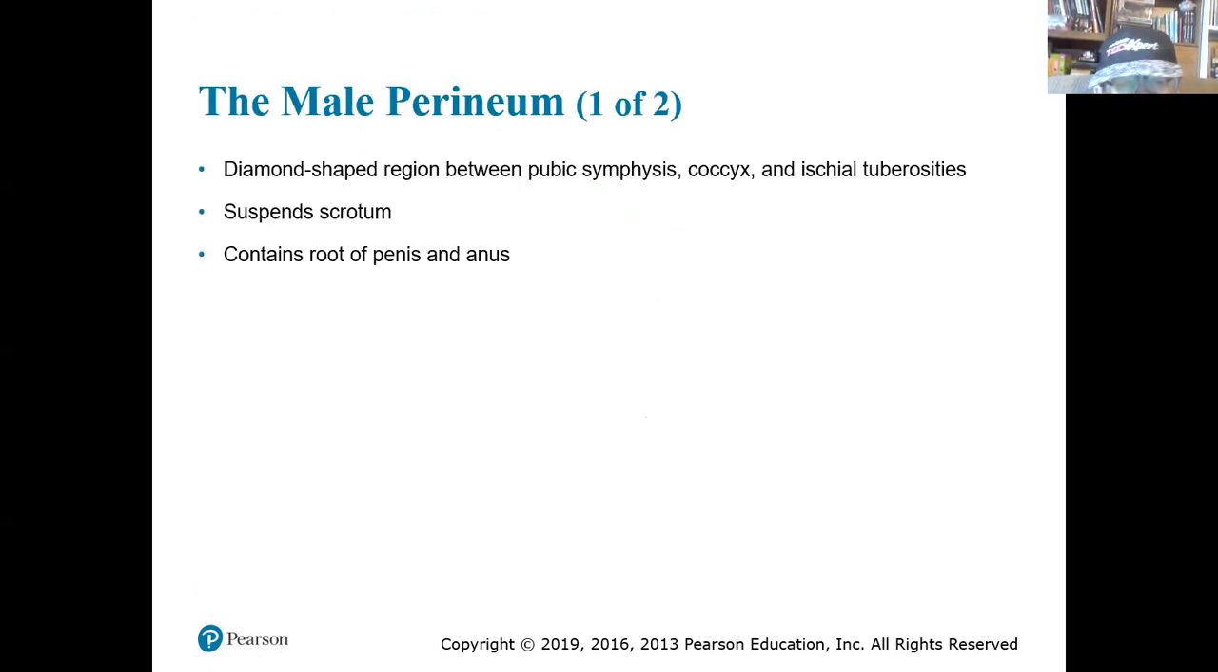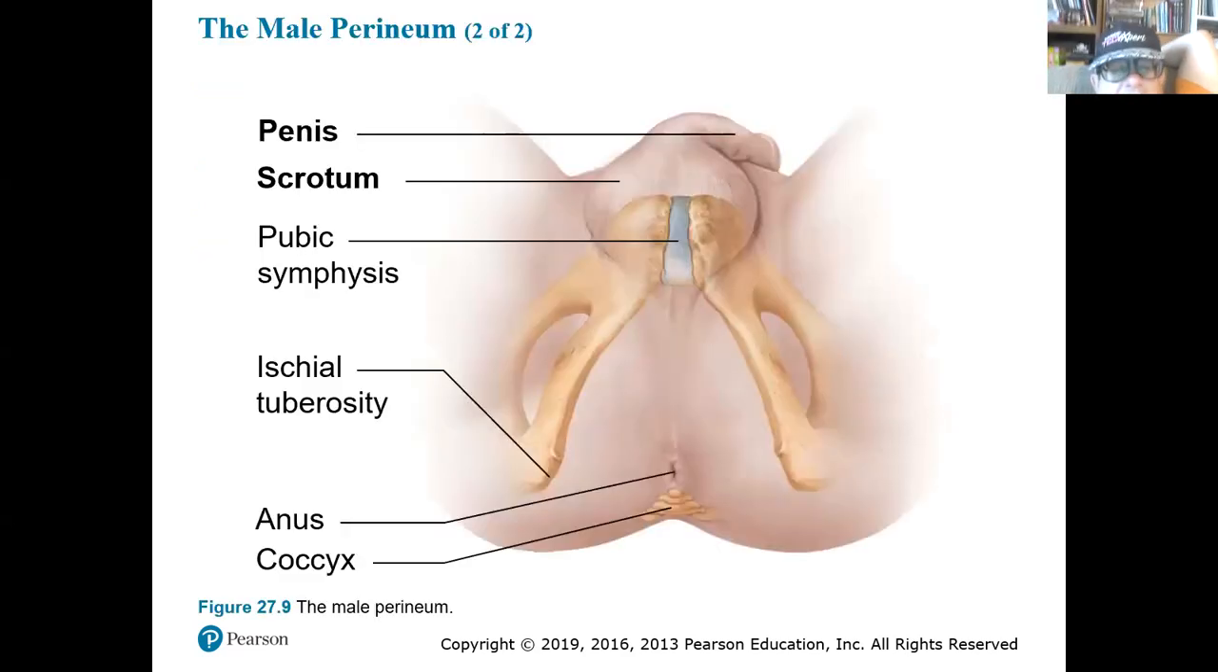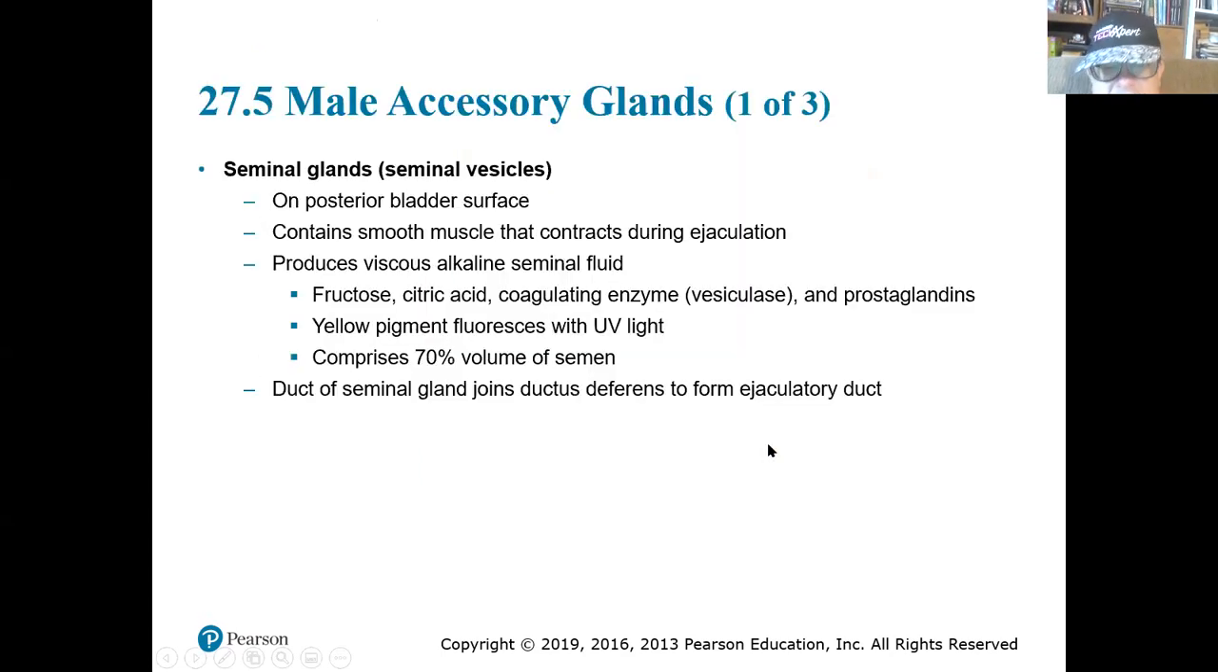All right. The perineum is the diamond-shaped area between the pubic symphysis, the coccyx, and the ischial tuberosities. This is where we suspend the scrotum. It contains the root of the penis. It contains the anus. That's the area they're talking about. Right here, they have a drawing, and the perineum is, give me my mouse, this area right here. Okay. All right, let's move on.